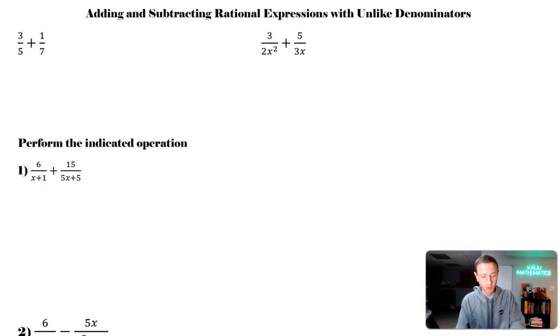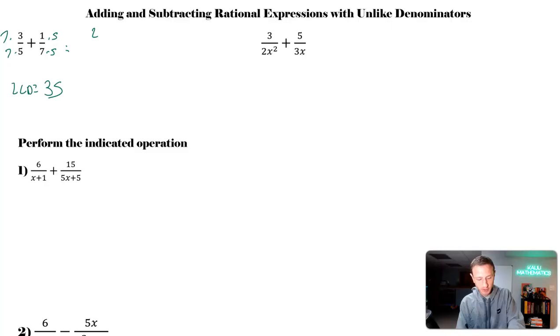So 3 over 5 plus 1 over 7, we'd want to find that LCD. The LCD between 5 and 7 would be 35, because 5 goes into 35 and 7 goes into 35. That's the smallest number that they both go into. And then we'd have to manipulate both fractions. What do I have to do to this fraction? I have to multiply by 7. What do I have to do to this fraction? I have to multiply by 5.